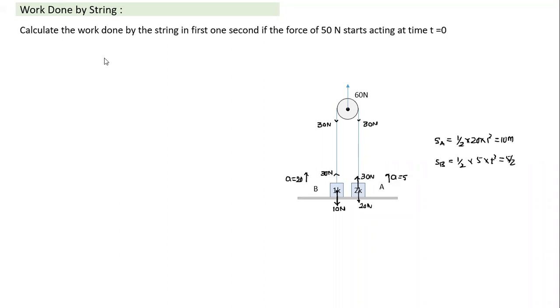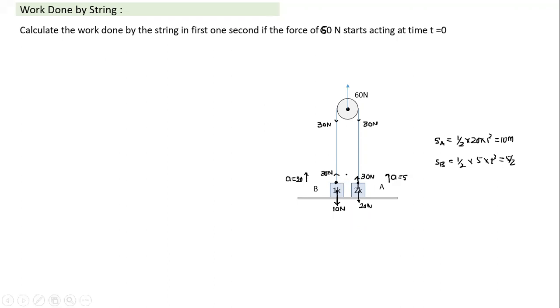This we know. So what we have to do now is calculate the work done by the string in the first 1 second, if a force of 60 Newton starts acting at time t equal to 0. So let's see. The moment you have to calculate work done by the string, sometimes keep this figure in mind. See, typically, if you have to calculate the work done by the string on block A and block B, that should be easy to calculate.